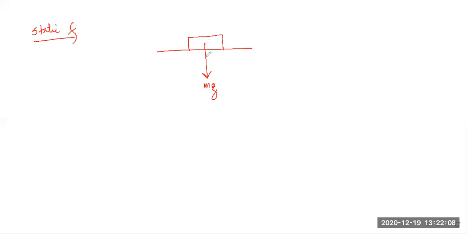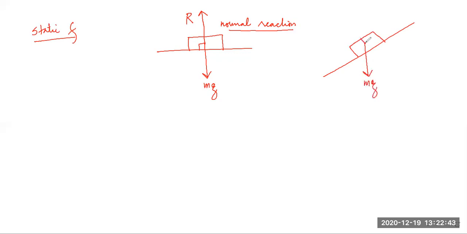Now students, if this is mg, this surface is giving a reaction to the body in the upward direction. This reaction R is known as normal reaction. Always, normal reaction is perpendicular to the surface. If the body is on an inclined plane, again the weight of the body acts downwards and the normal reaction is again given by the surface on the body. It will always be perpendicular to the surface. This is your surface, on which the body is stationary, rolling or sliding. This is normal reaction.